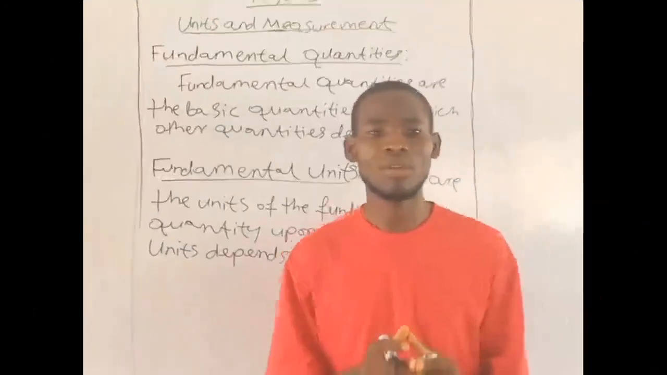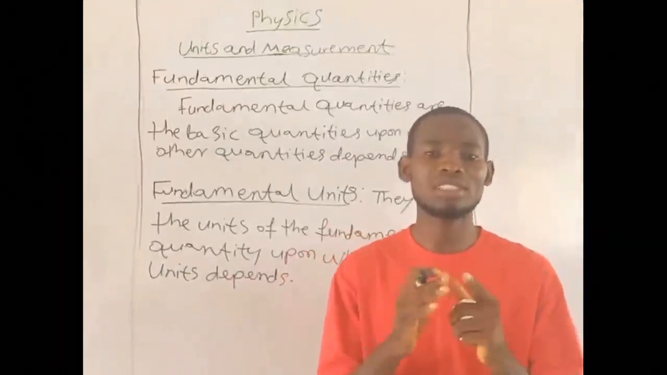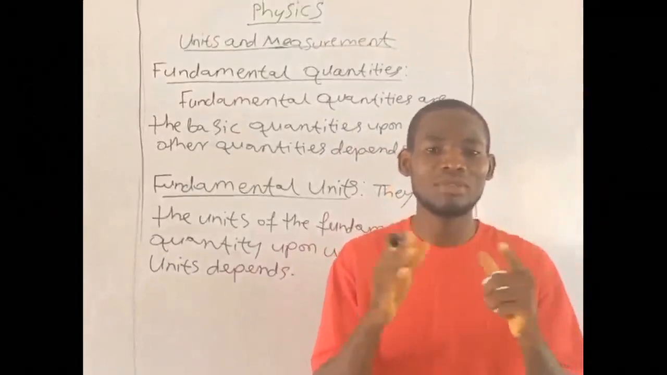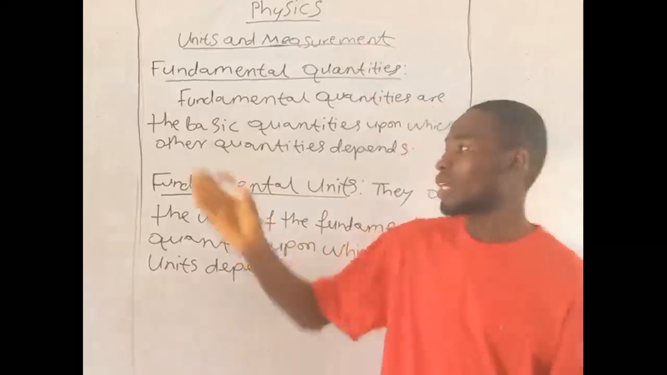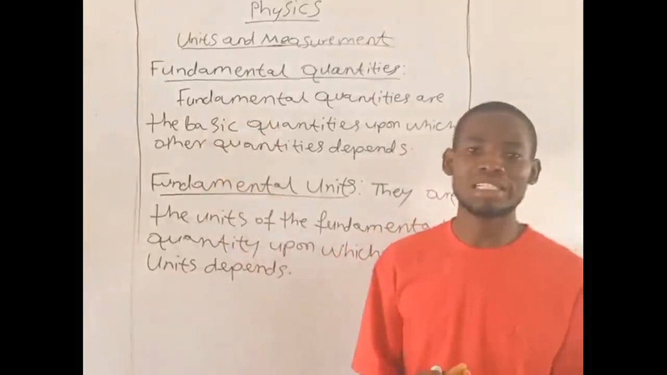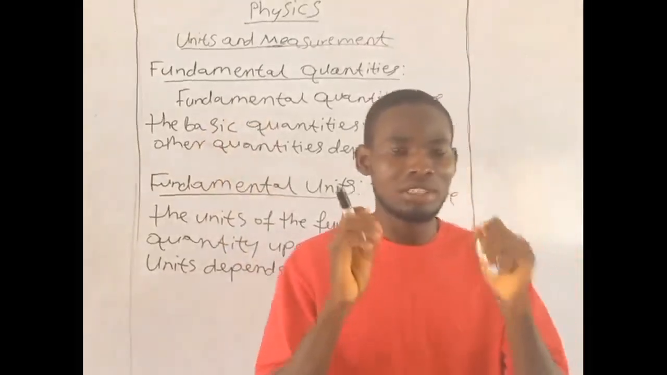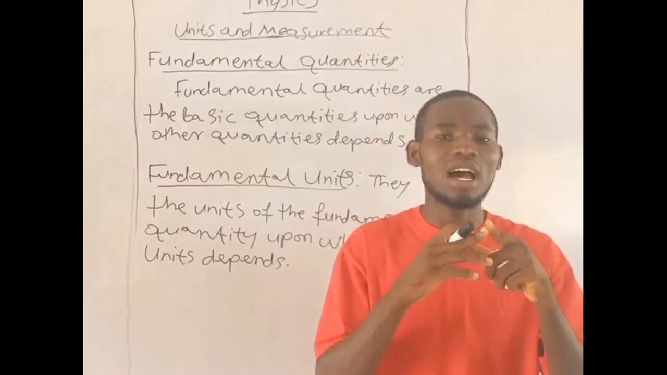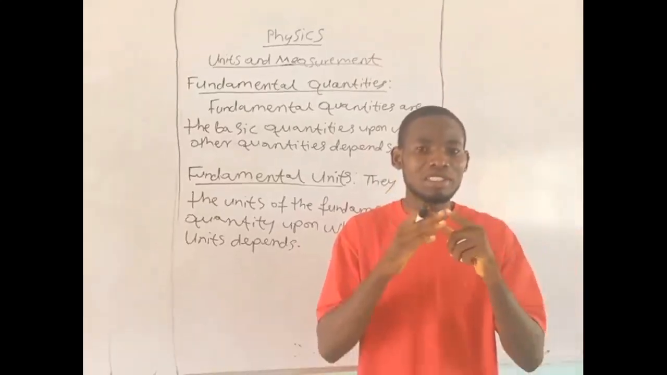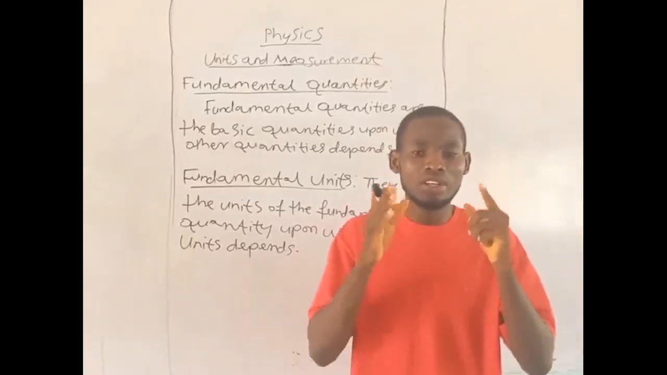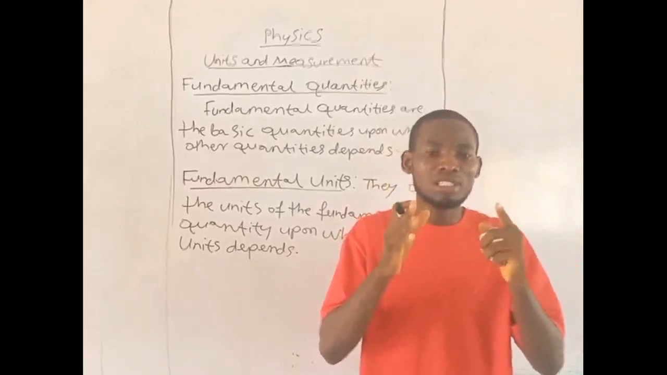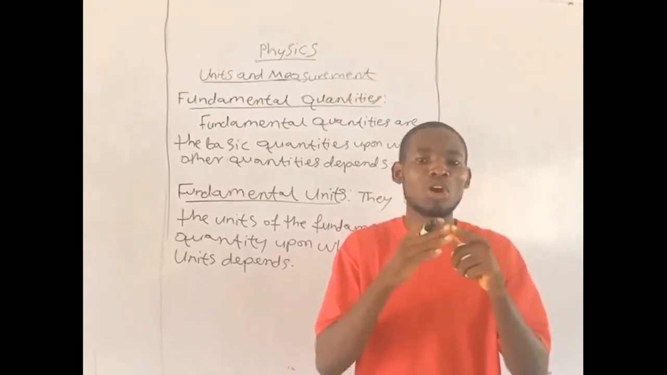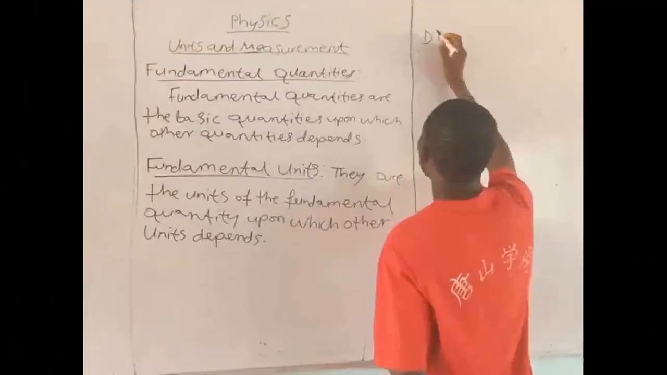Like I said before, the physical quantities are classified into two, the fundamental quantities and the derived quantities. Now, we have discussed the fundamental quantities and their units. Let's talk about the derived quantities. Now, the derived quantities are the quantities that depend on the fundamental quantities. They are quantities that are obtained by some simple combination of the fundamental quantities.